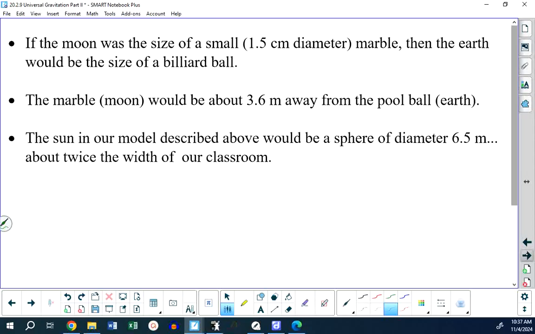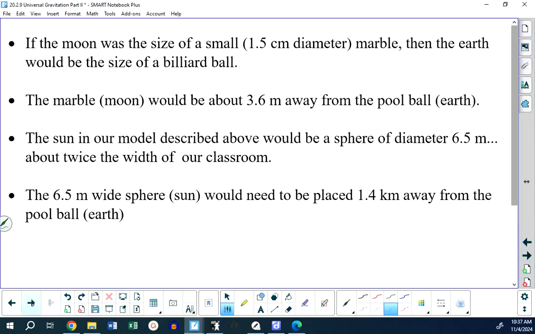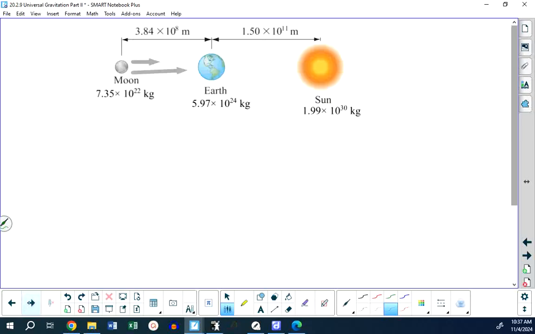The sun would be a sphere of diameter 6.5 meters. 6 meters is from this wall to here. So you'd have the sun with a sphere that big, and it wouldn't be in this room. You'd need to put it, I've got to check these numbers. For some reason I'm suspect on one of these. It would be 1.4 kilometers away. So this diagram is just nonsense.